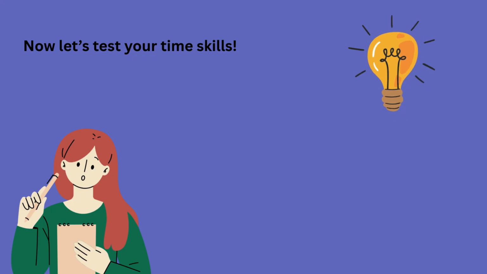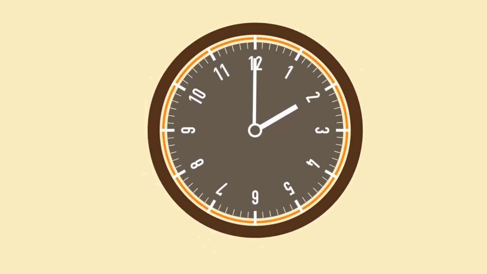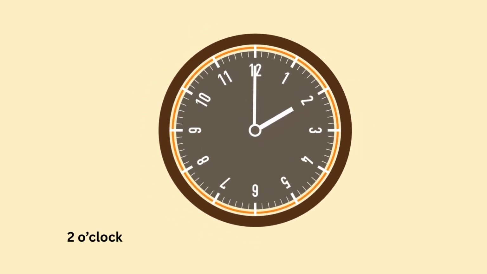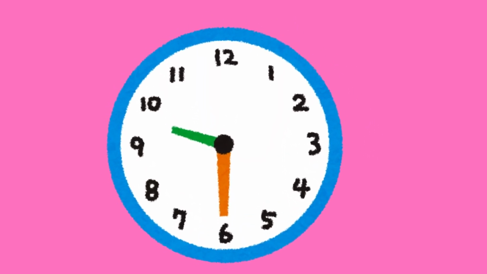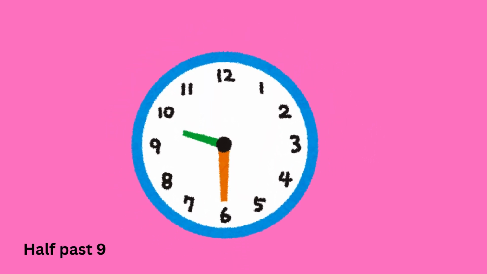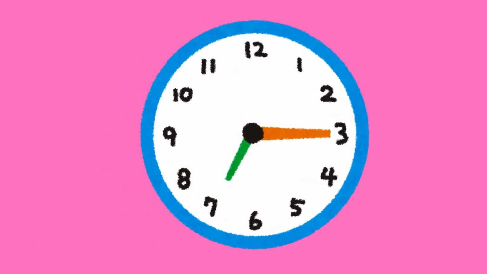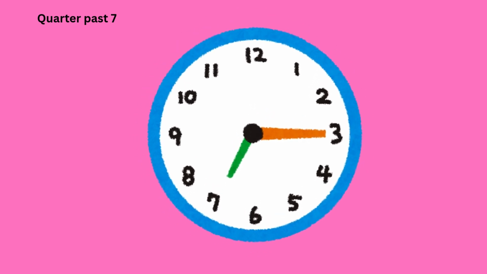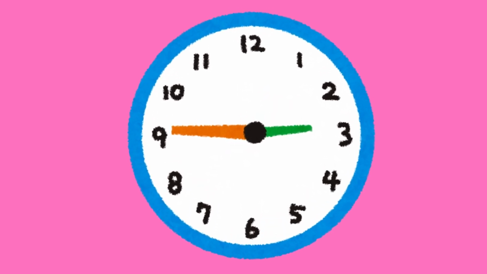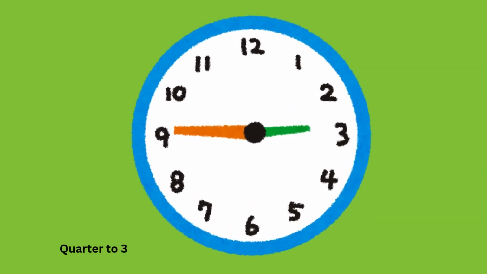Now let's test your time skills. What time is this? Hour hand 2, minute hand 12, 2 o'clock. Hour hand 9, minute hand 6, half past 9. Hour hand 7, minute hand 3, quarter past 7. Hour hand almost 3, minute hand 9, quarter to 3.